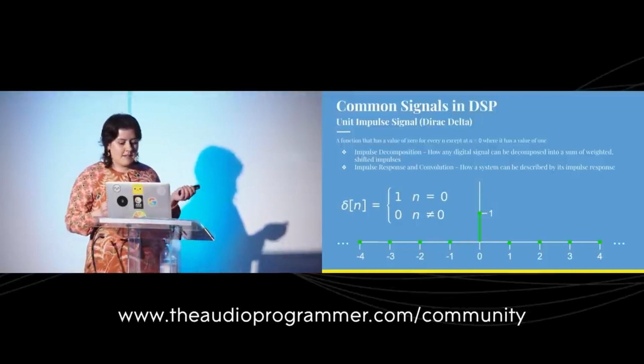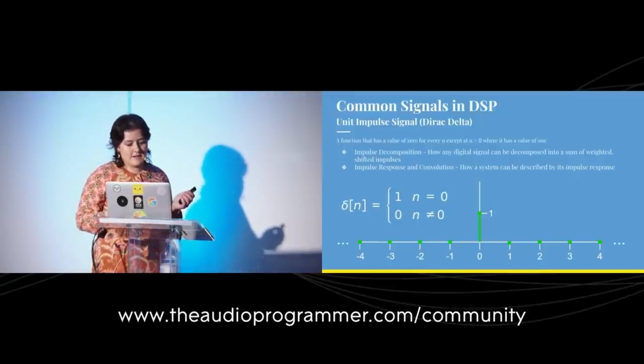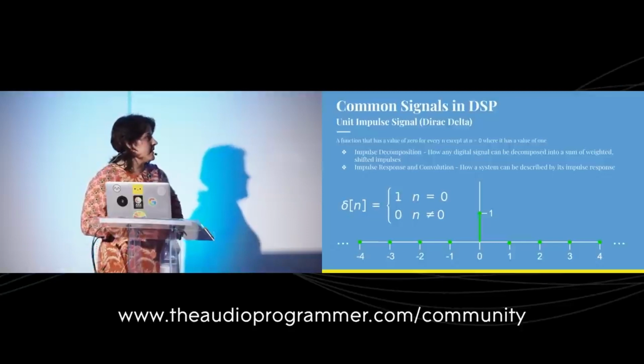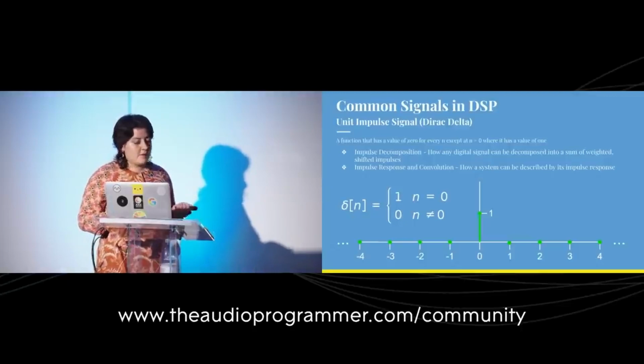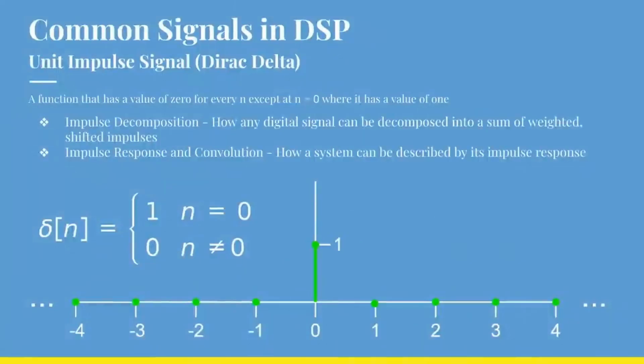The first and potentially the most significant signal I'm going to speak about today is the unit impulse signal. This is sometimes referred to as the impulse signal or the Dirac delta, though the latter is usually reserved for the continuous time counterpart. The words signal and function are generally used interchangeably, so you can assume I mean the same thing whenever those terms are used.